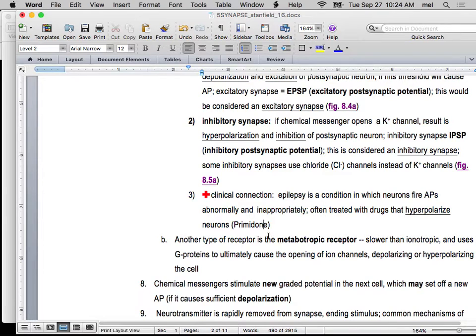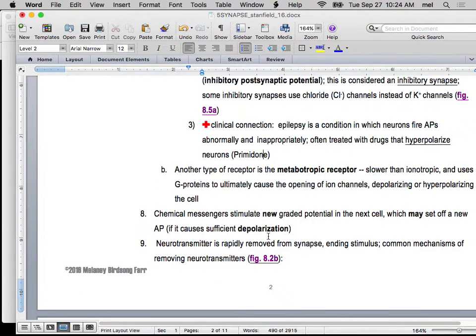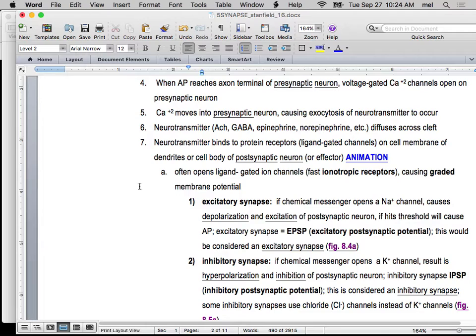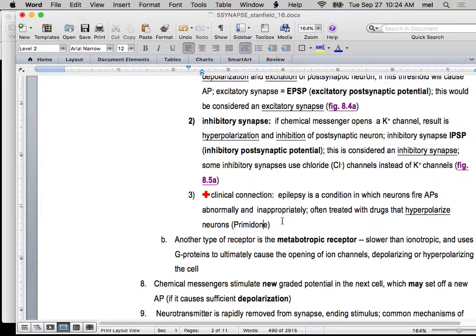Okay, so now, there is another type of receptor. By the way, all of these receptors that are ion channels, they generally refer to them as ionotropic receptors. But there is another kind of receptor, and I'm just going to tell you about its existence right now, and then later on I will show you how it works. This one is called a metabotropic receptor.